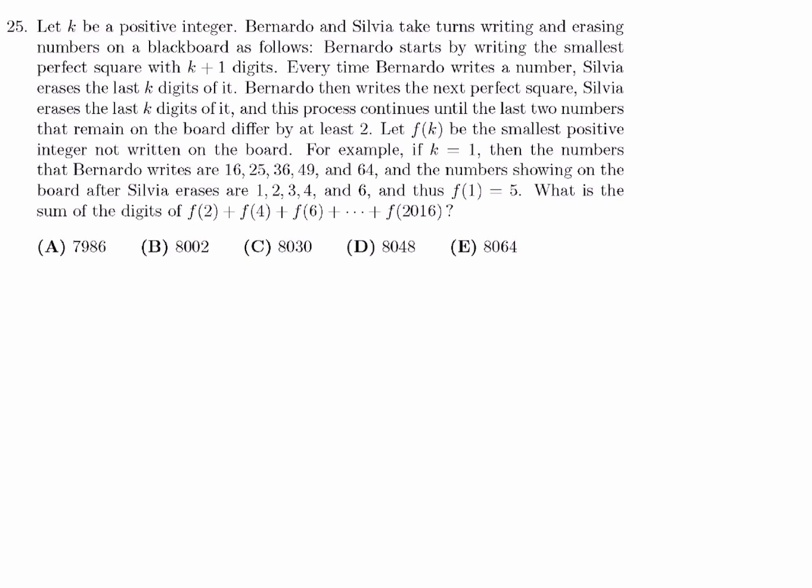Let f at k be the smallest positive integer not written on the board. For example, if k is 1, then the numbers that Bernardo writes are 16, 25, 36, 49, 64, and the numbers shown on the board after Sylvia erases are 1, 2, 3, 4, and 6. Thus, f at 1 is equal to 5. What is the sum of the digits of f at 2, plus f at 4, plus f at 6, plus ... f at 2016? Let's begin.